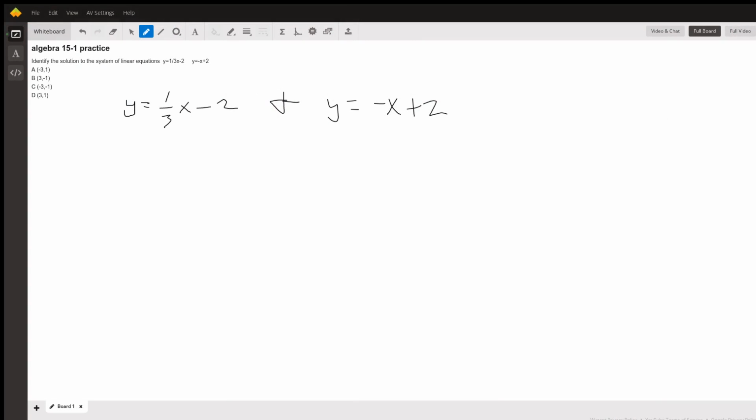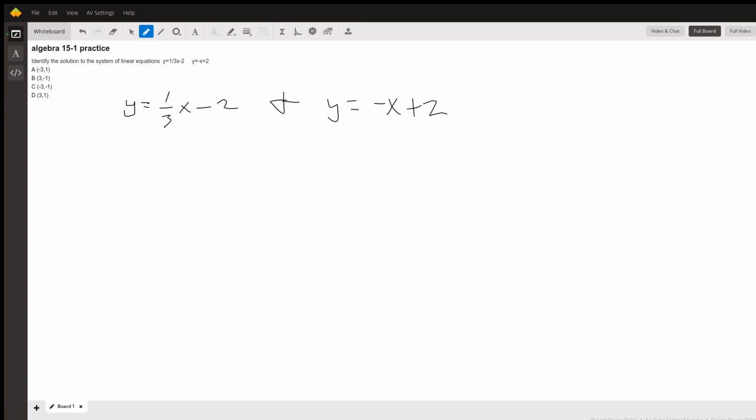All right, with this problem, we need to identify the solution to the system of linear equations, y equals 1/3 x minus 2, and y equals negative x plus 2. And so I'm looking at these. One of the first things I notice is that they have different slopes. So we're only going to have one solution because they have different slopes.